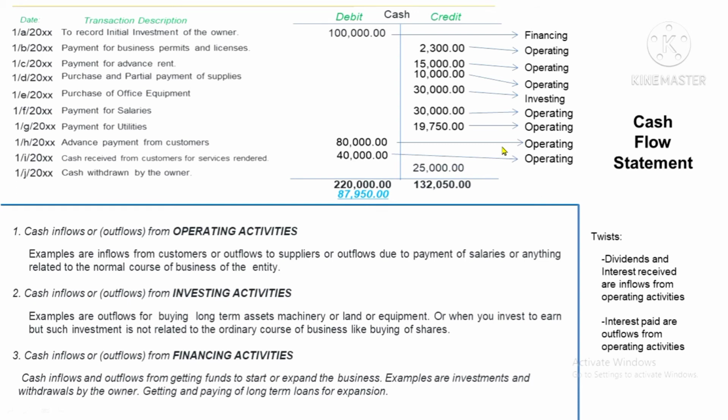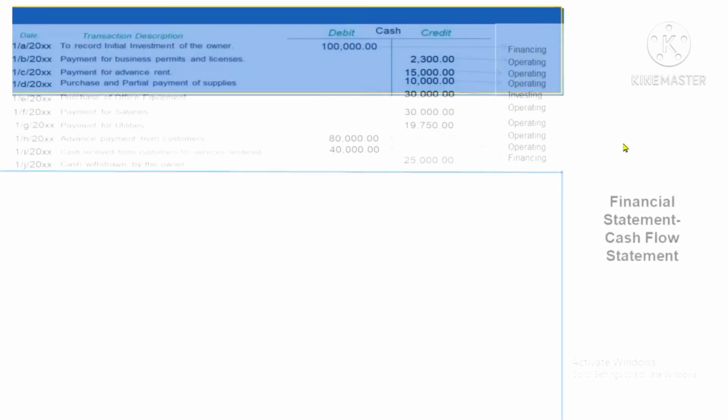So lastly, we have this 25,000, which is a withdrawal from the owner. This is an outflow related to financing activities. Now let us prepare a cash flow statement from this.